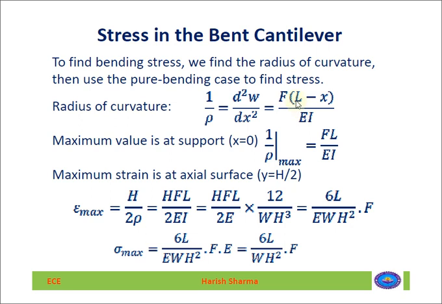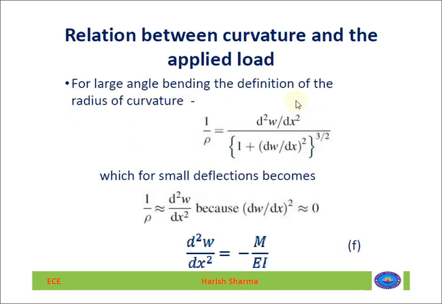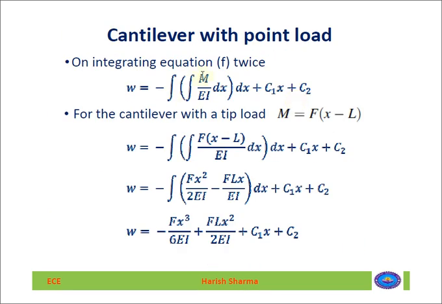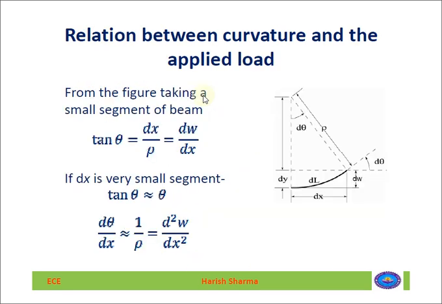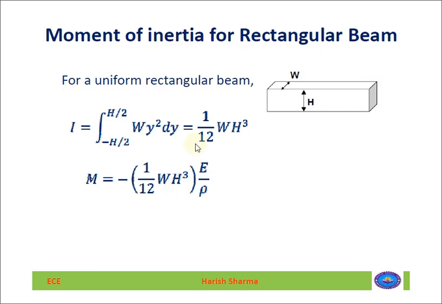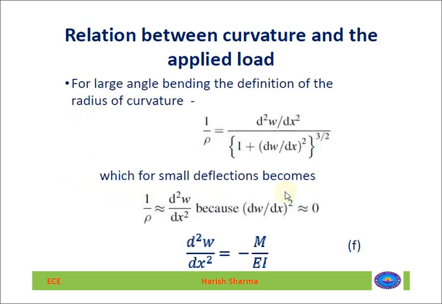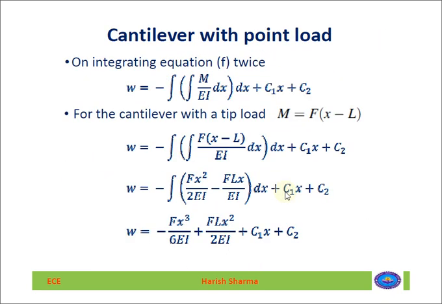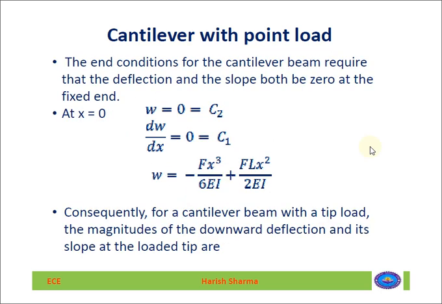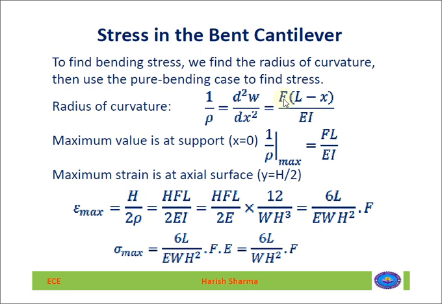See the previous formula. Here this is minus M upon EI. This is the value 1 upon rho, d square w. So in the previous lectures we got 1 upon rho is equal to minus M upon EI. Instead of M we can put the value x minus L. Then because of the negative sign we can write L minus x here. So this is F into L minus x upon EI.